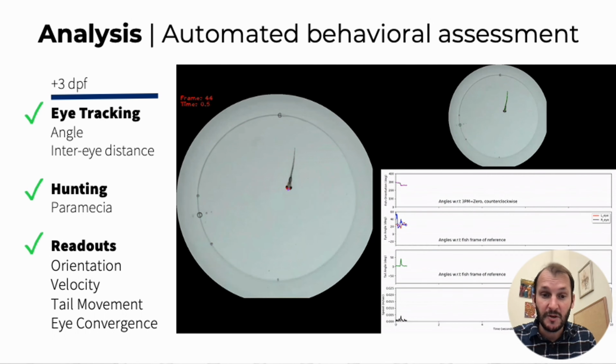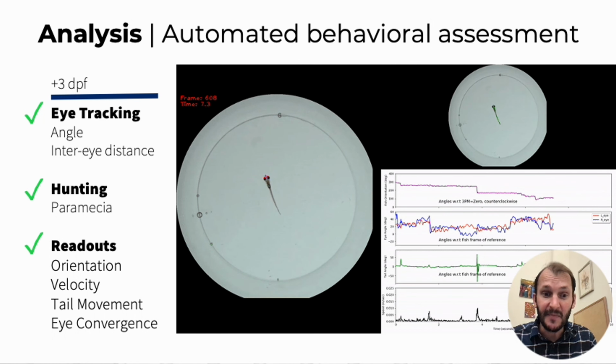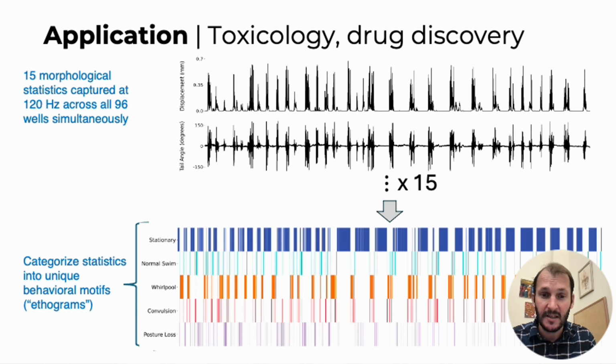So some of the features we're tracking in this fish automatically include its eye angle and inner eye distance, and then its orientation, velocity, and tail movement are other features. We take about 15 morphological statistics that we're capturing across all of the wells, all of the fish in these videos, and we try to synthesize those into behavioral motifs or ethograms. We've developed software that can do this automatically.